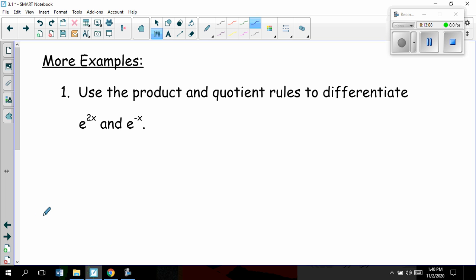All right, we're going to bring back some different exponent rules and then combine them with product and quotient. So we want to use product and quotient to differentiate these two items. The first one, we'll say m equals e to the 2x. Right now, this isn't a product or quotient. This is like a 2x plugged into an e to the x.